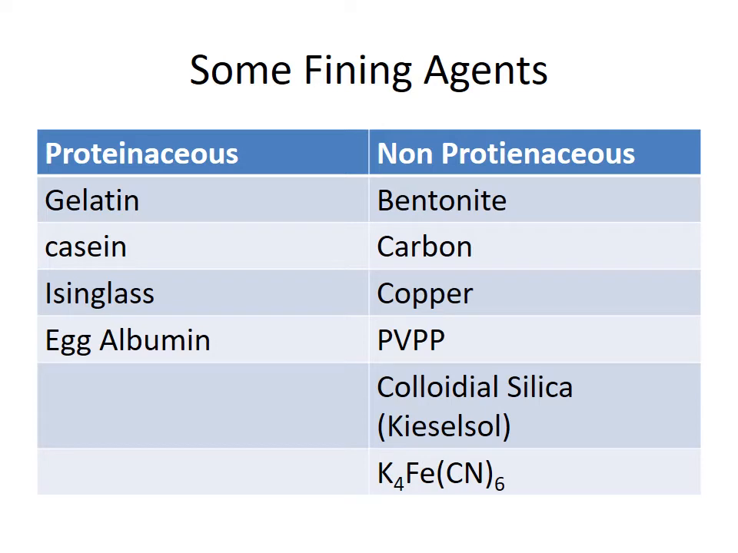So here are some fining agents. These are going to be the main ones that we talk about tonight. We're going to talk about gelatin, casein, isinglass, and albumin. These are proteinaceous ones. These are ones that are made out of protein.